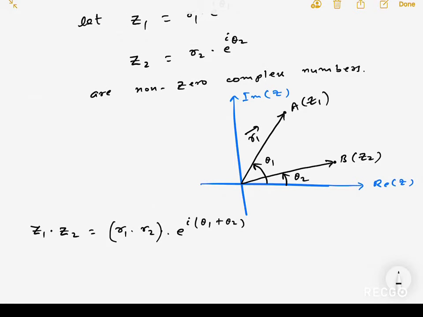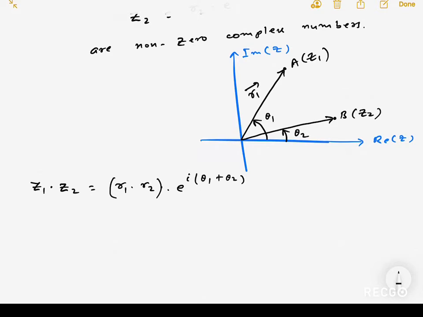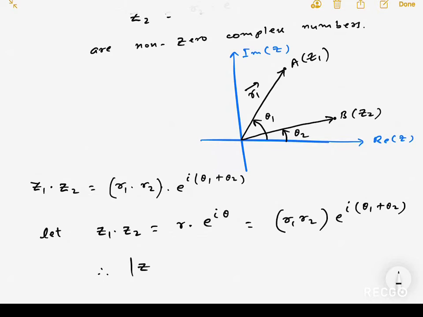I'm assuming this, that since multiplying two complex numbers gives a new complex number, let's say that z1 z2 is a new complex number, and in Euler form it is equal to r into e to the power iota theta, where r is modulus of z1 z2 and theta is argument of z1 z2. Now since it is equal to r1 r2 into e to the power iota (theta 1 plus theta 2), from here we are getting that r is modulus of z1 z2, therefore modulus of z1 z2 is equal to r1 r2.